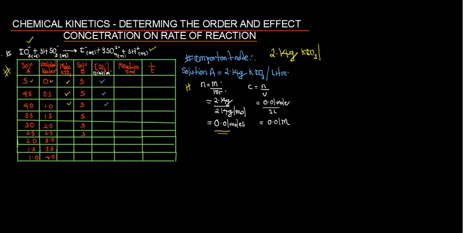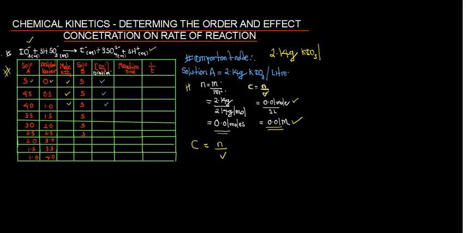Concentration is given by number of moles divided by the volume. How do we get the concentration? Concentration is given by what? The number of moles divided by the volume. The number of moles we found as 0.01, and this has been given per liter. So the concentration that we had initially was 0.01 molar.